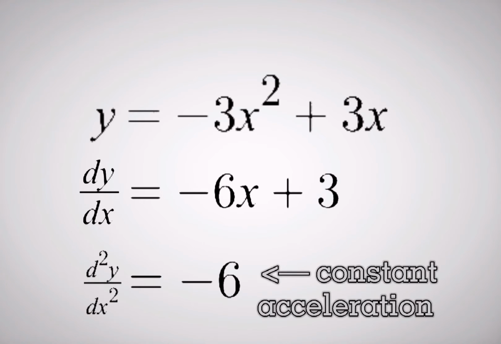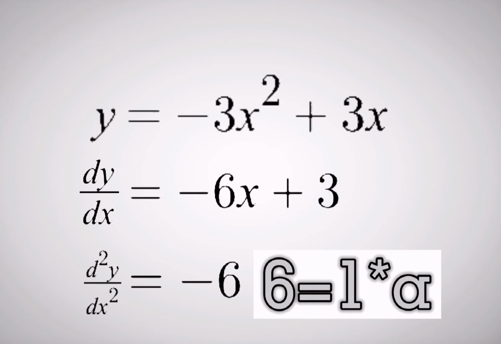Notice the acceleration is just constant -6. If you were to use Newton's second law to solve for the acceleration, the 6 Newton force would equal the 1 kilogram mass times the acceleration, which would be negative because the force opposes the initial motion.